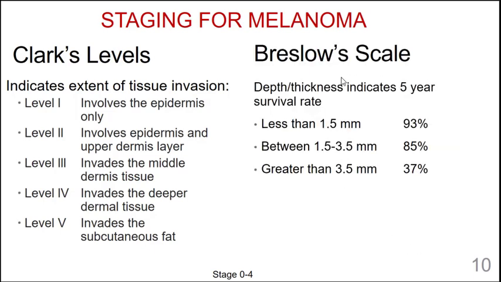We also have Breslow's scale that describes the depth or thickness, and this really indicates the person's 5-year survival rate. So if the melanoma is less than 1.5 millimeters in size, there's a 93% survival. Once you get up to 1.5 to 3.5 millimeters, 85% survival, and then greater than 3.5 millimeters, which when you think about it really isn't that big in the grand scheme of things, the 5-year survival rate drops to 37%. So all of these variables can be taken into account when an oncologist would be actually staging a person's melanoma.